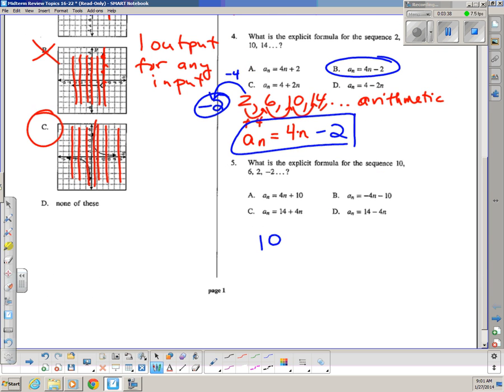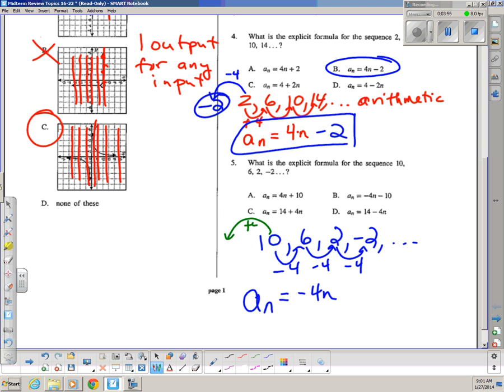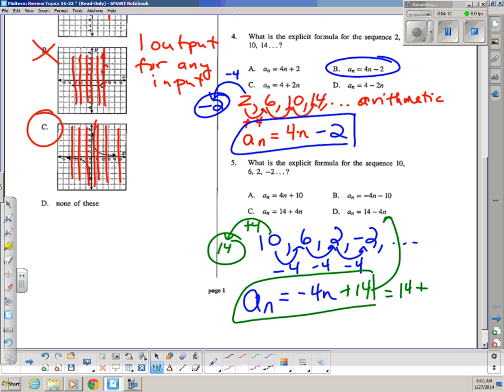Similarly, we have another sequence, 10, 6, 2, -2, etc. If we look, we're subtracting 4 each time. So this is another arithmetic sequence. So I'm going to start off with a of n equals -4n. And this time I have to go back 1, which would be adding 4, to get my y-intercept of 14. Now I have to look at which choice matches it. I'm looking for -4n plus 14, which I don't see. But I do see 14 minus 4n, which, if I use the commutative property appropriately, would be 14 plus -4n, which is the same thing as subtracting 4n from 14.